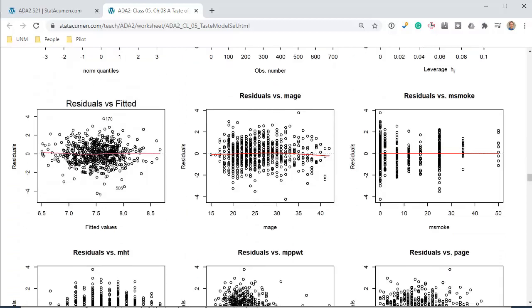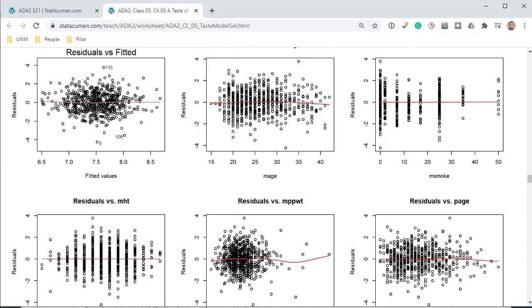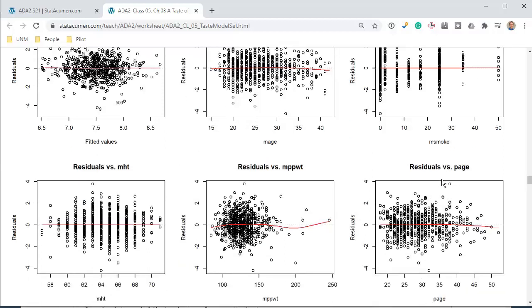These residual plots look totally beautiful. No real structure here, just a big blob. So this is for the fitted values. This is for mother's age, mother's smoking.